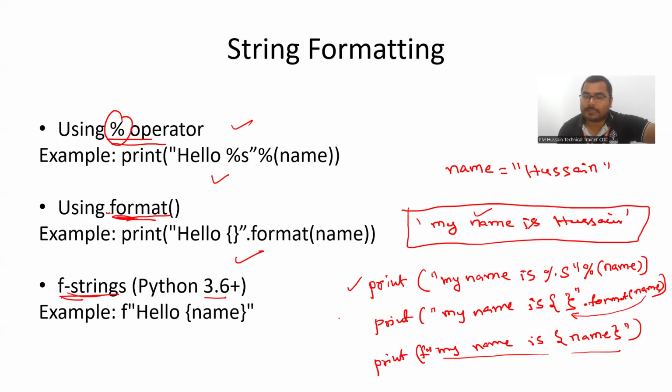So these are the three ways of formatting the given string. Either you can use the percentage operator method, or the dot format method, or you can use the F string formatter method. And here one thing to remember is the fstring method works only in 3.6 version onwards. So 3.5 and below, it will not work.